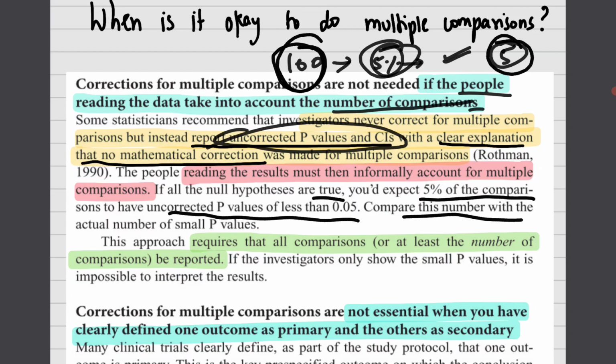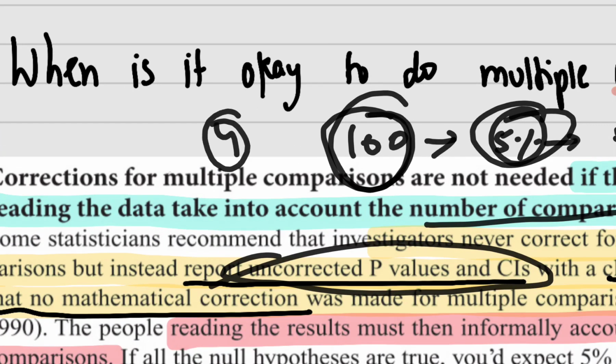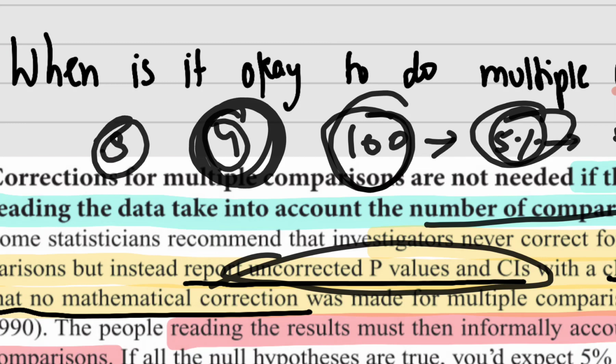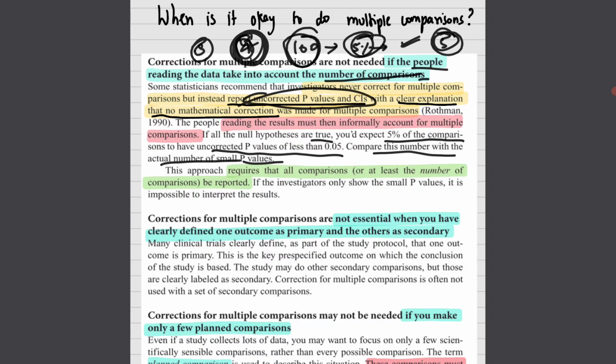Now you can compare this number with the actual number of small p-values. So let's say we did 100 comparisons and we got maybe 4 p-values that were significant out of the 100 comparisons which were made. Now this definitely doesn't mean much, because we know that 5 comparisons can be significant just by chance. So this 4 doesn't mean much. Okay, so that's an informal way to account for multiple comparisons.